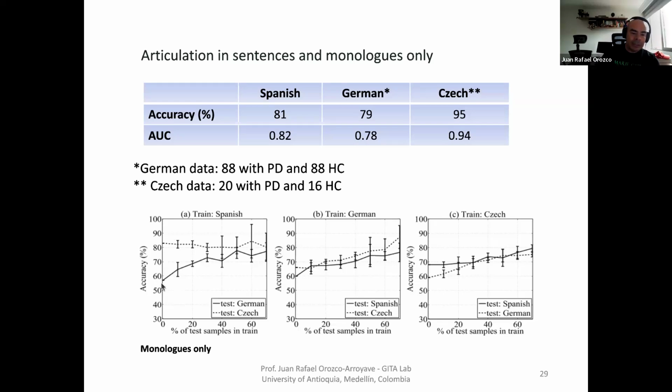And then the accuracy started to grow, okay? We did the same when training with German and testing on Spanish, and we found a similar trend. And when training in Czech and testing in Spanish and German, there was a similar trend, but the results were not as strong as with German. Probably the reason is that the German corpus is much larger than the other two.